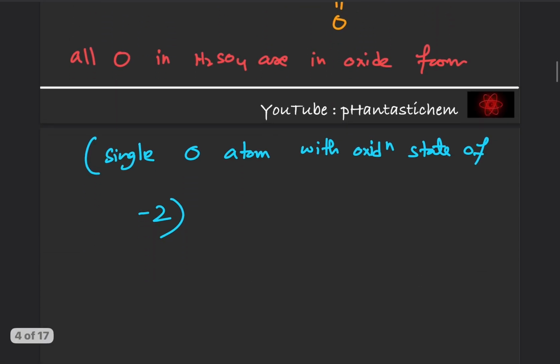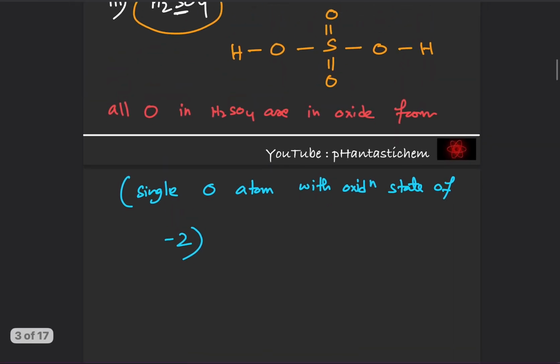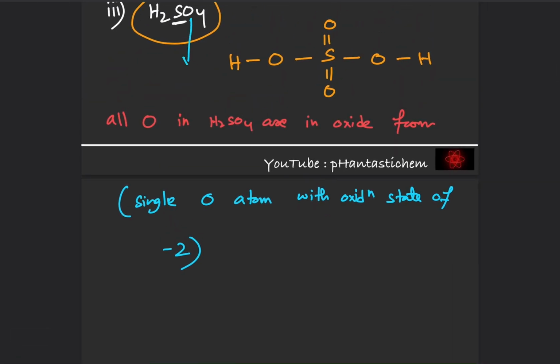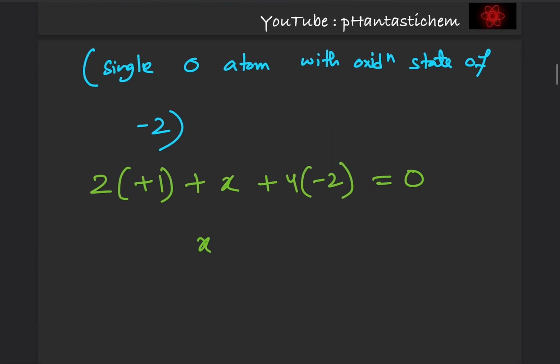Okay, so now we can proceed with our assumption that here oxygen this time will be -2. So hydrogen as usual, it is combined with non-metals like sulfur and oxygen, so it is going to be +1. So therefore 2 into +1 plus sulfur we don't know, plus 4 into -2, because this time all the oxygens are in the oxide form, it will be equal to 0. So x will come out to be 8 minus 2 is equal to 6, right? So therefore this is the oxidation state of sulfur.